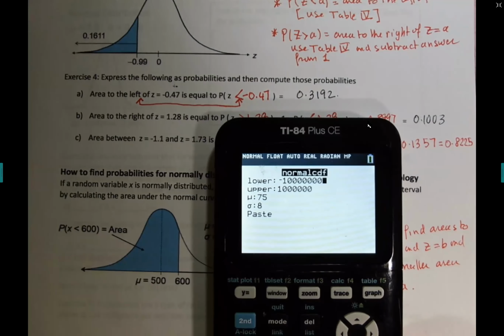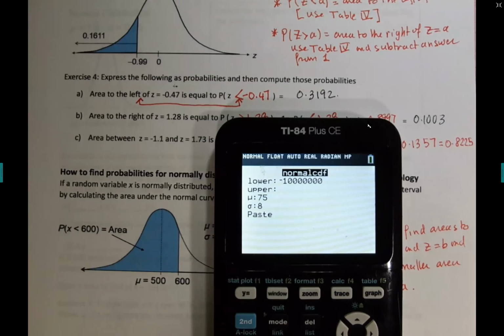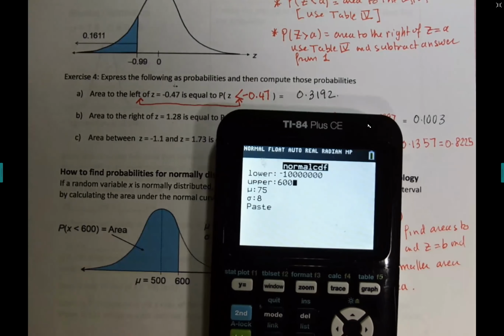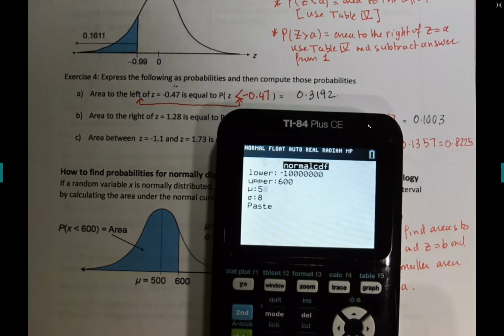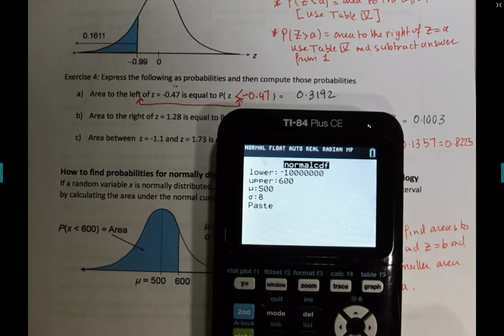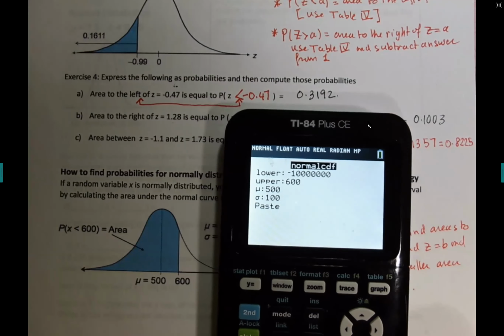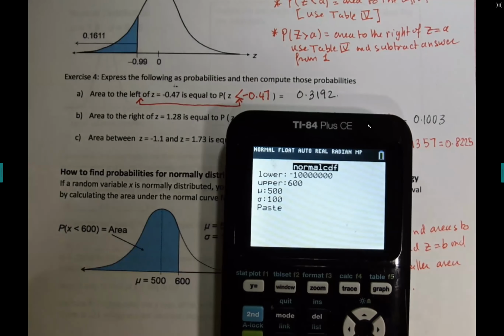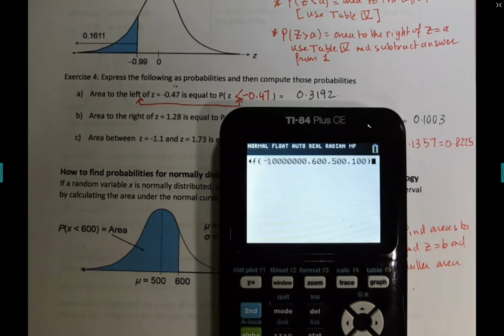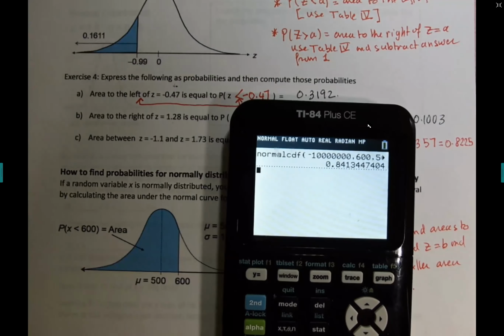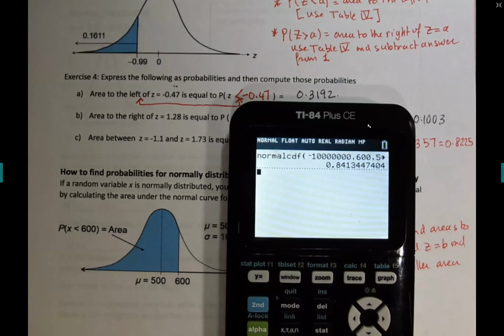Always, less than, start with a negative. And then what's the upper? Upper is the right wall of the number, 600. Your mean, guys, is 500. And your standard deviation is 100. You see, we're not using 0, 1 because we're dealing with X now, not Z. And get the answer, paste, done. There you go. The answer is 0.8413.